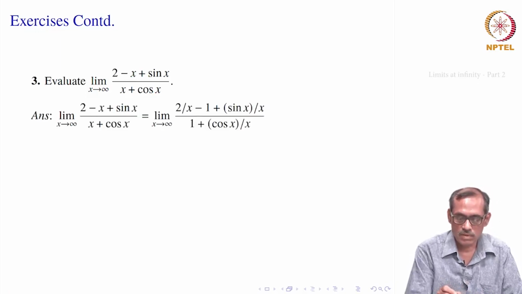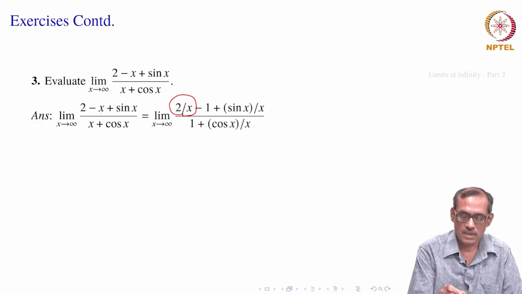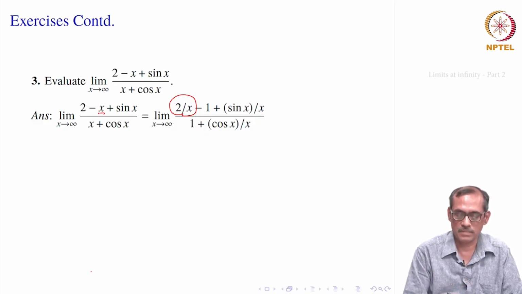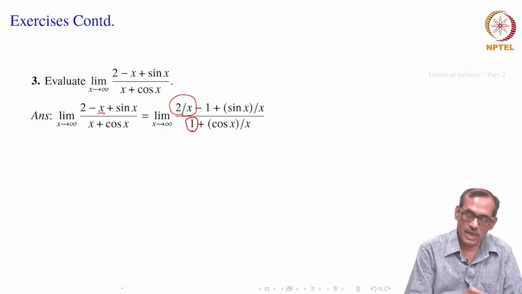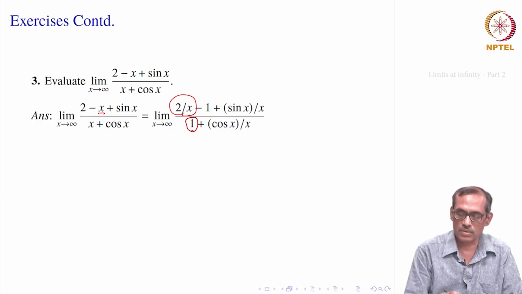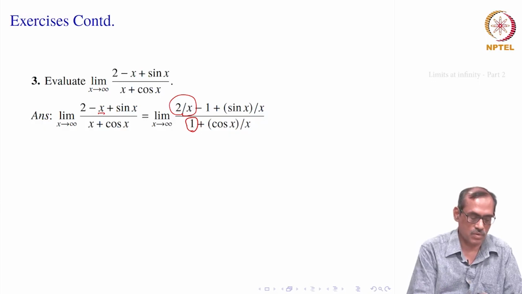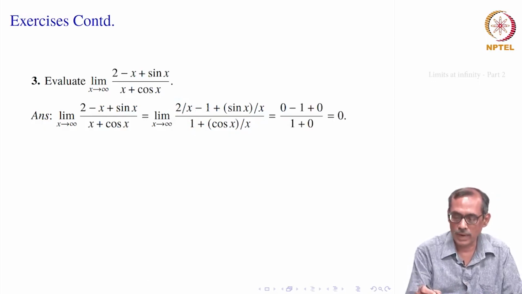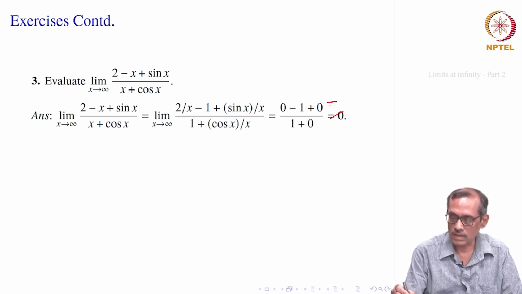We now use our sin x by x, cos x by x limits, which we know already, as x goes to infinity. So, we divide by x, that gives us 2 by x on the top, this becomes minus 1 plus sin x by x, and down below we have 1 and then cos x by x. Now, what about the limits of sin x by x and cos x by x? Already we have computed them to be 0 as x goes to infinity, and 2 by x also goes to 0. So, all that remains is minus 1 over 1, and you get minus 1.